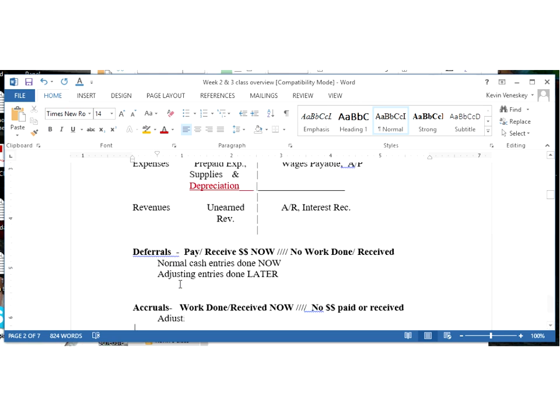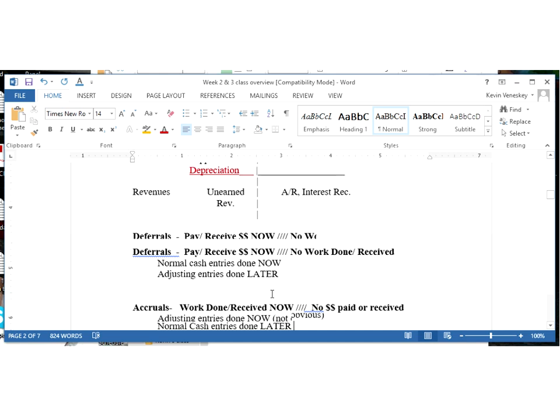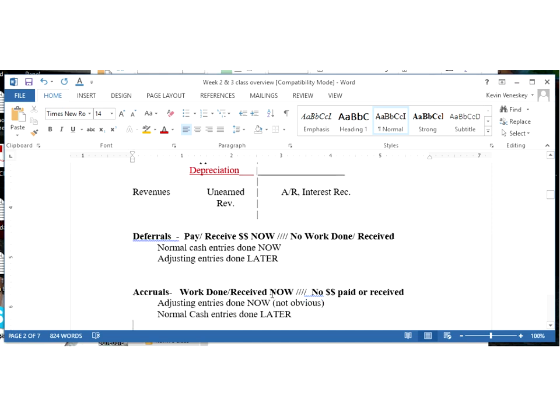And then accrual is just the opposite. Work was done up front, so either the business provided a service to somebody, or somebody provided a service to me, but no money was exchanged yet. It's going to be later at some point in the future. So in that case, it's our adjusting entry that comes first. I've got to show that the work was done even though cash was not involved yet.